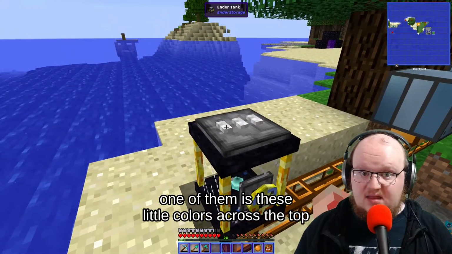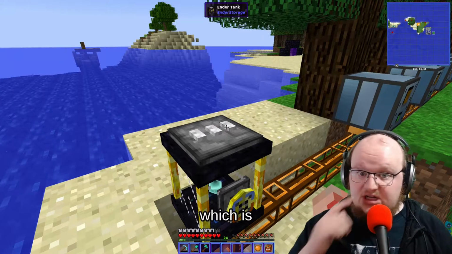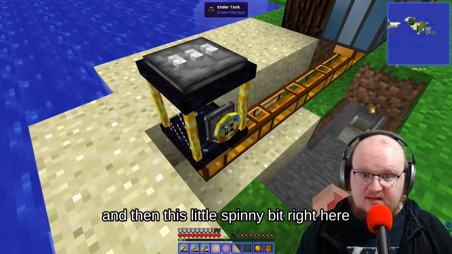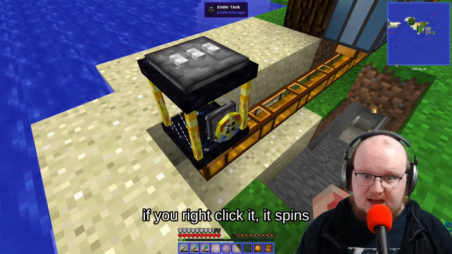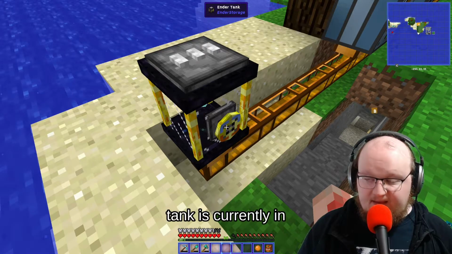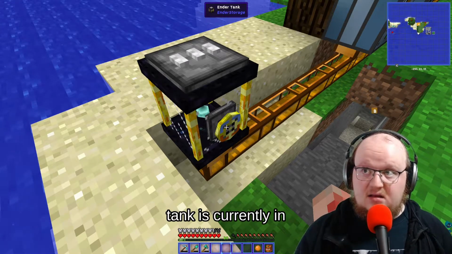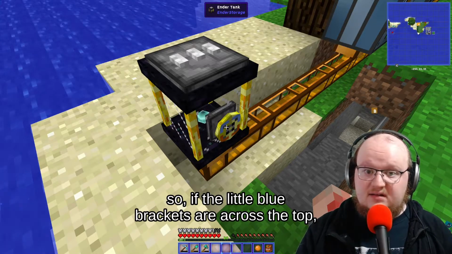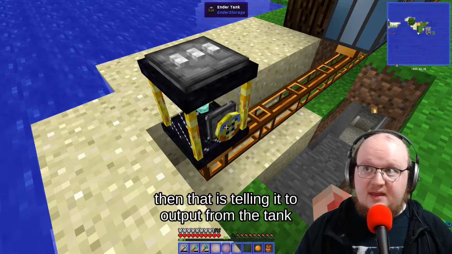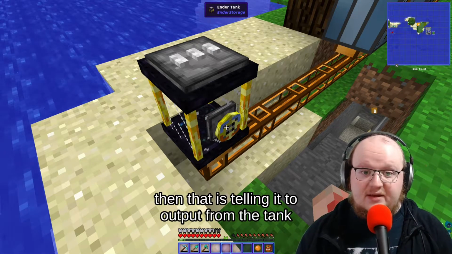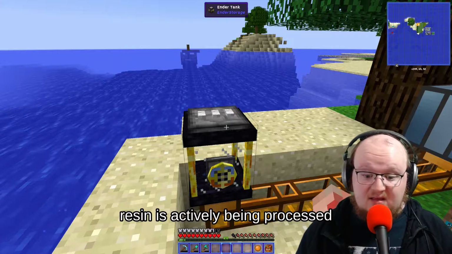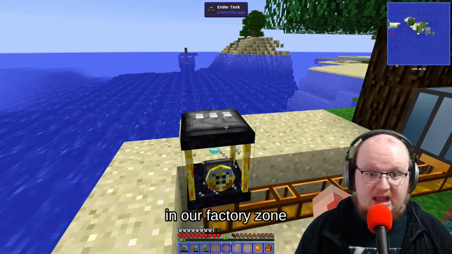It's got a few little moving components to it. One of them is these little colors across the top, which is how you code which ender tanks are connected to each other. And then this little spinny bit right here. If you right click it, it spins and changes what mode the tank is currently in. If the little blue brackets are across the top, then that is intake. If the orange brackets are on the top, then that is telling it to output from the tank. So now we'll go over to where the resin is actively being processed in our factory zone.